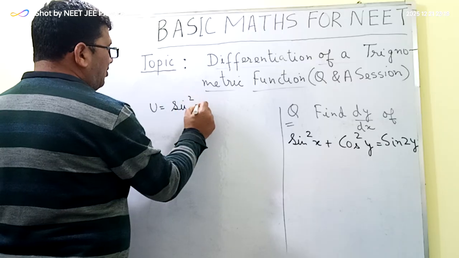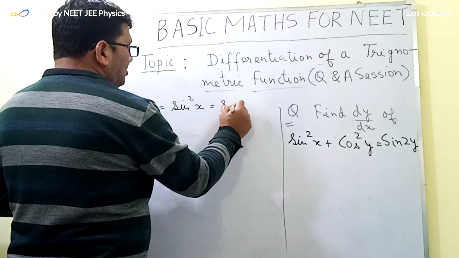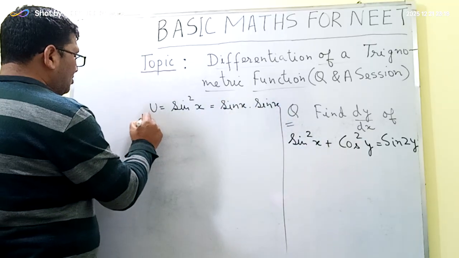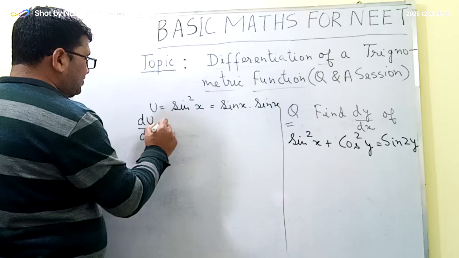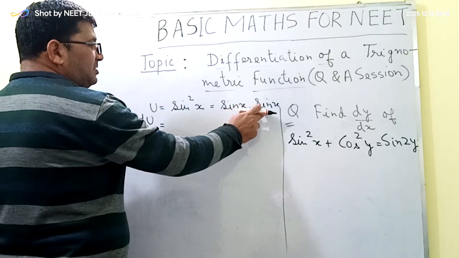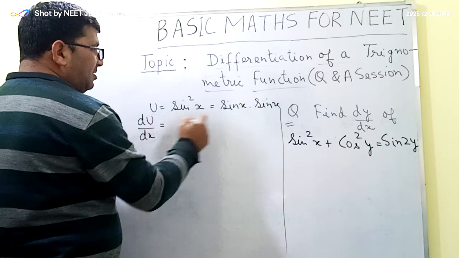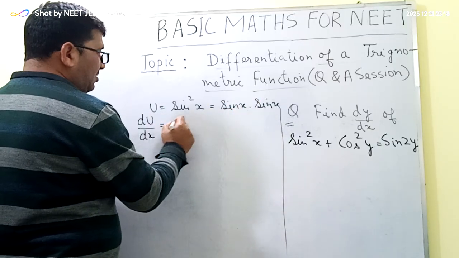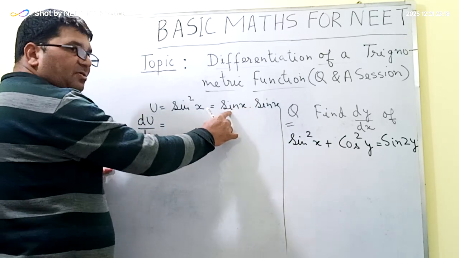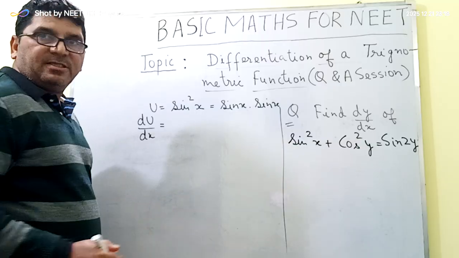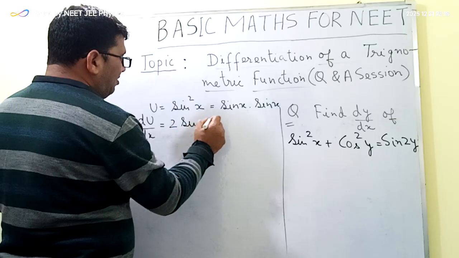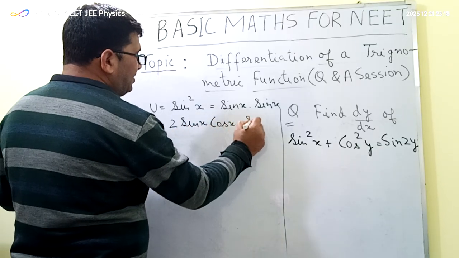Now let us consider that u is equal to sine square x. So here I will be using the product rule, which is equal to sine x into sine x. So the differentiation with respect to x will be equal to sine x into the differentiation of this sine x, which is equal to cos x. So sine x cos x, and again I will be getting sine x multiplied by the differentiation of this sine x. So that will be equal to again sine x cos x. So I will be getting the value as 2 sine x cos x, and this is equal to sine 2x.